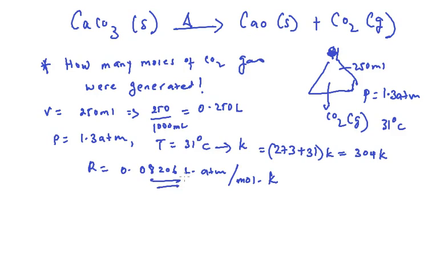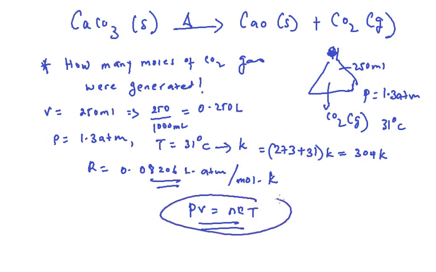Now it's not my choice. The choice of units comes from the fact that we have atm here, we have moles, actually we're looking for the number of moles, and we have a Kelvin value. So the best formula to find out how many moles of carbon dioxide were generated is the ideal gas equation, PV equals nRT. The R value will be given to you, but you should remember this formula. From here we can calculate n.